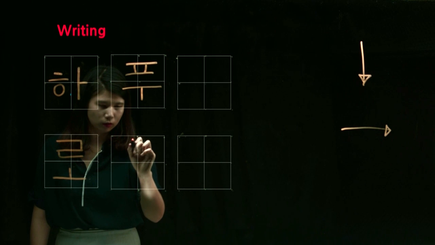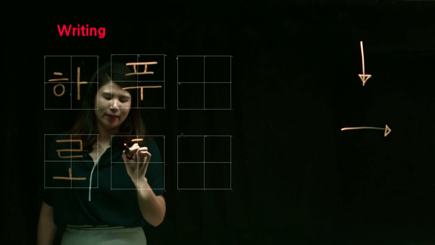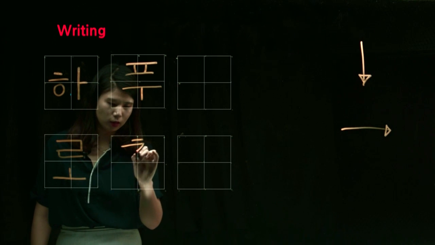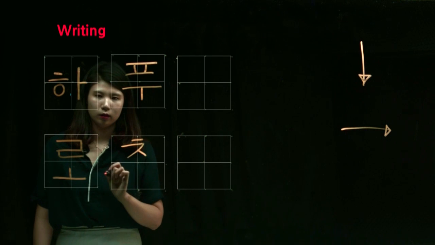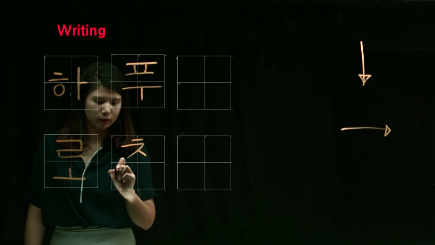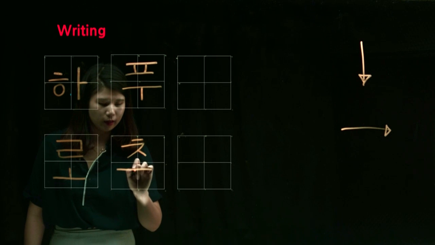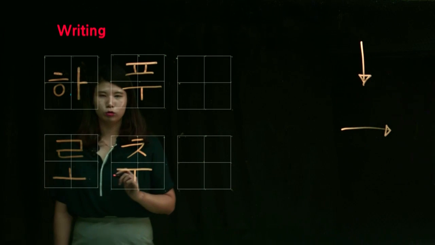Let's try writing chu, chu. So, the top stroke first, of course, left to right. Then it goes left to right, and then top to bottom. And then left to right like this. And the horizontal line, left to right, and top to bottom. Chu, chu, chu.